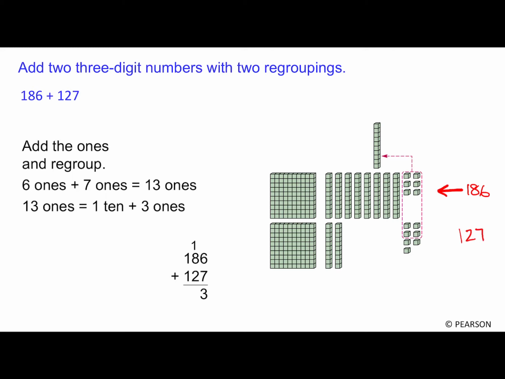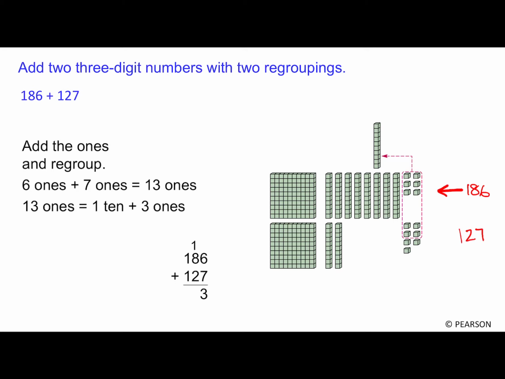Now I'm going to combine those together, right? Now the regrouping happens, since we're in base 10, every time we get 10 of something, we can glue them together and build them up a level, right? So here I have 10 ones that I've circled in red, and I'm going to combine those together to make a single long. Right? So that's adding the 6 ones and the 7 ones.